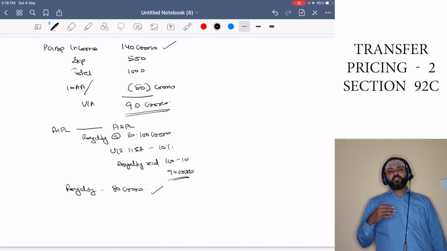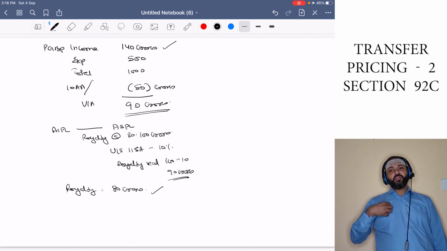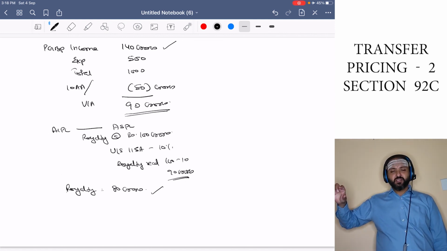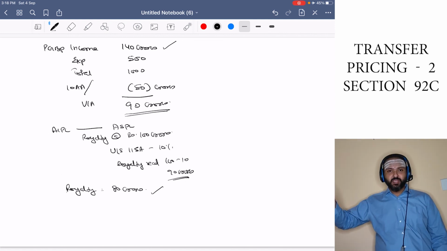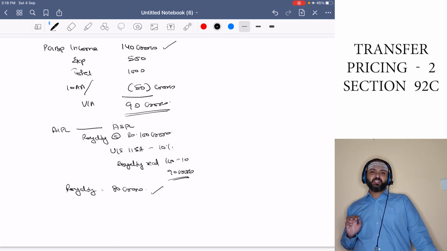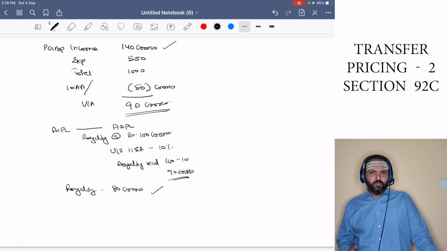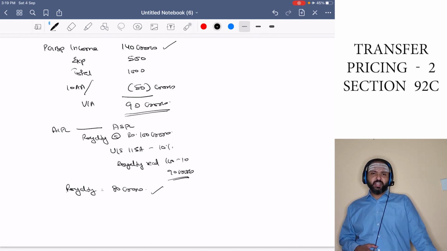Now, what are we to see beyond this? We were discussing 5 arm's length prices. Suppose I get 7 arm's length prices, what will I do? There is something called the range concept that we will be discussing in the next session. Then there is something called advance pricing agreements that we will also be discussing in the next session.